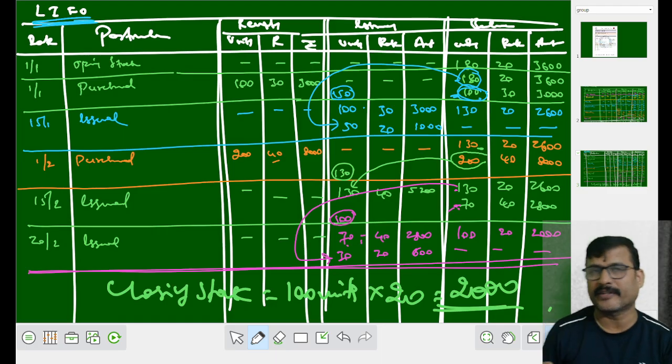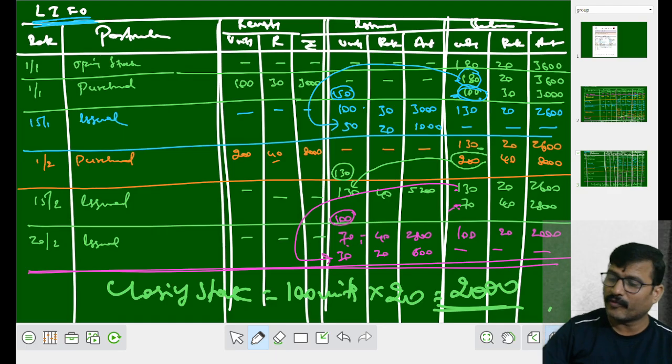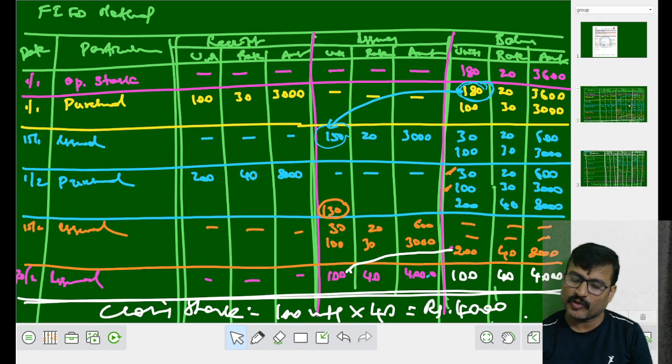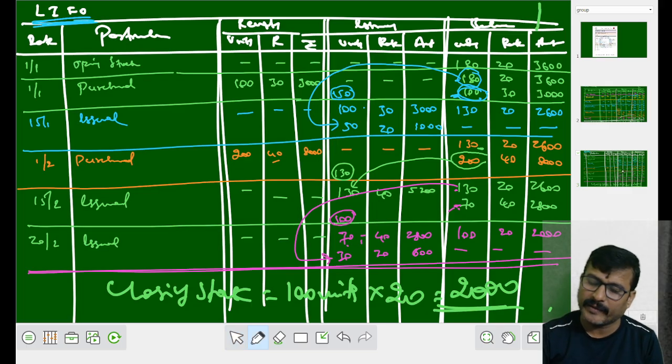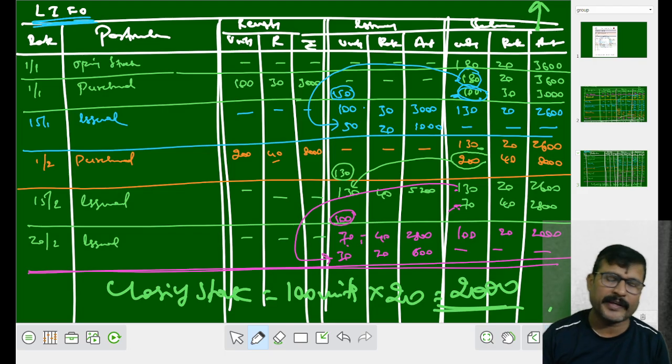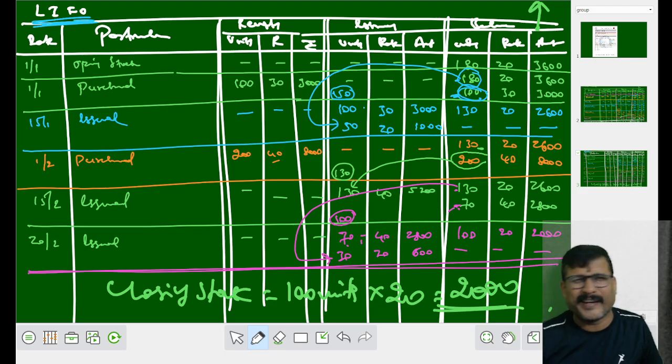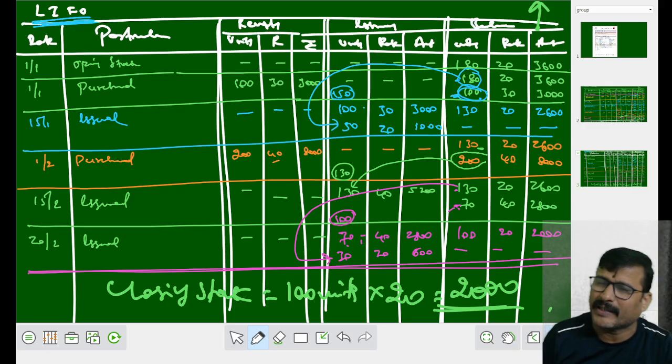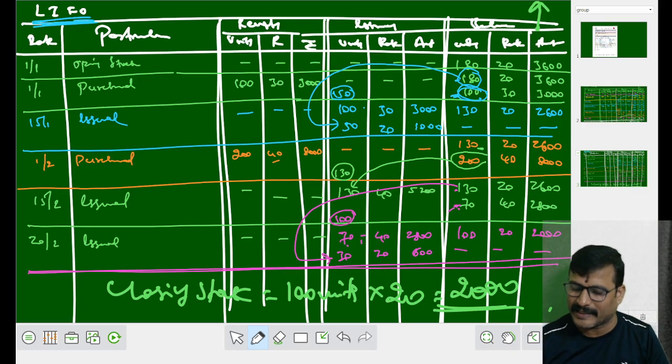This is called, my dear children, FIFO and LIFO. FIFO means you are making the issue from the first lot, from top to bottom. But under LIFO, you are giving the material from bottom to top. Okay, please make a note of this. You may get this type of question for 5 marks in your main CA exams.